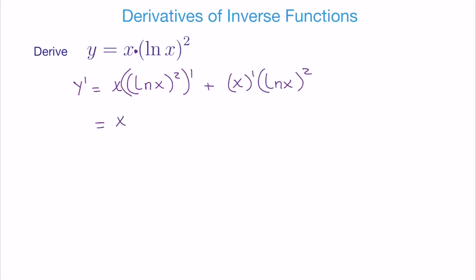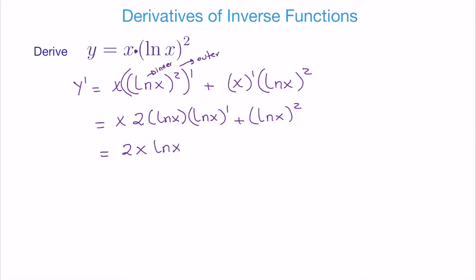So we keep the x there, and the derivative of ln x squared is a chain rule again. Here's the outer function and ln x is the inner function. So we derive the outer function. This is going to be 2, keep ln x and derive ln x, plus the derivative of x is 1, and this is just ln x squared. And now let's put the 2 in the front. This is 2x ln x, and the derivative of ln x is 1 over x. This x cancels out, and the answer is 2 ln x plus ln x squared.